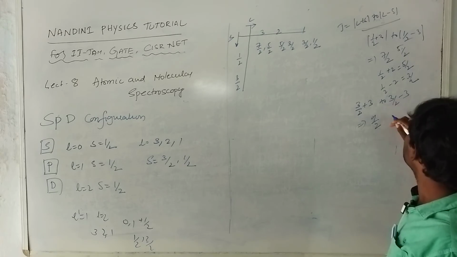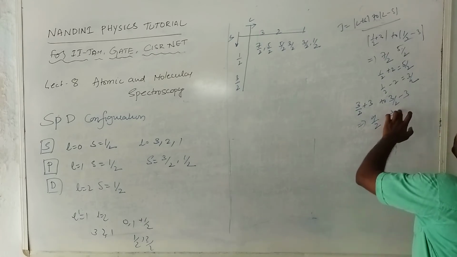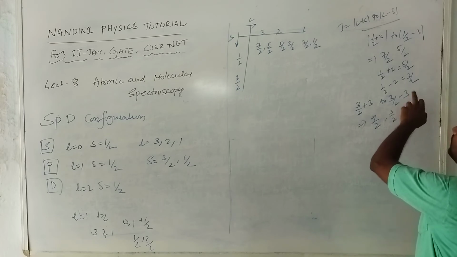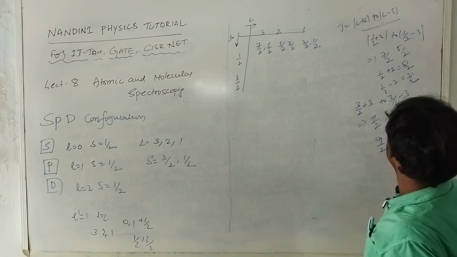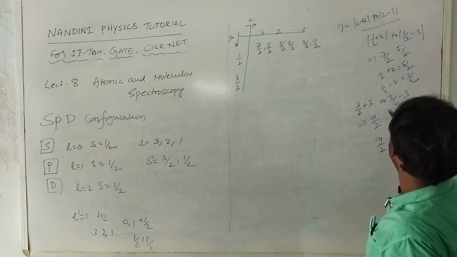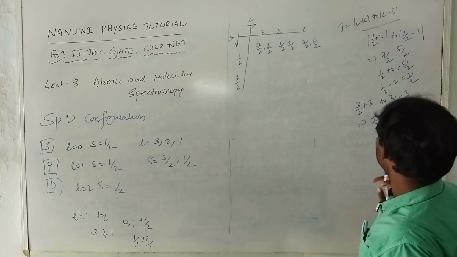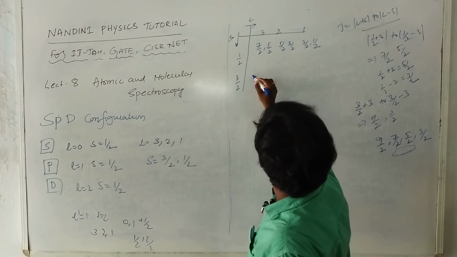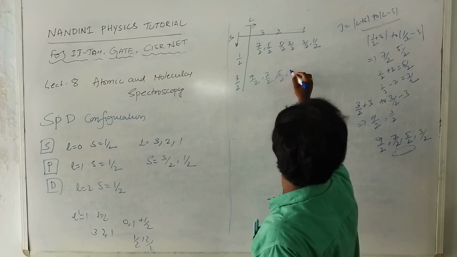2 3s are 6, 6 minus 3, 3 by 2 only, okay. So 9 by 2, 7 by 2, 5 by 2, after then 3 by 2, okay. Possible values in between 7 by 2, 5 by 2. So this is 9 by 2, 7 by 2, 5 by 2, 3 by 2.